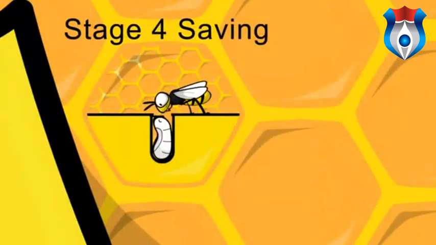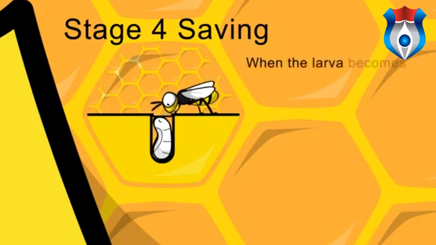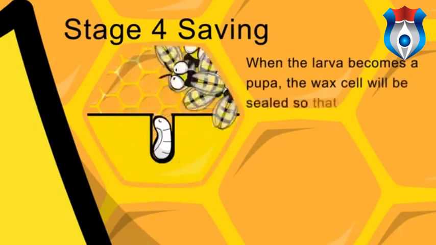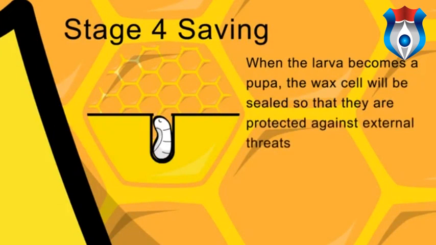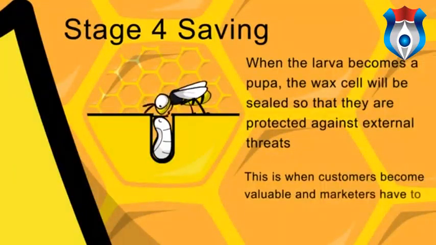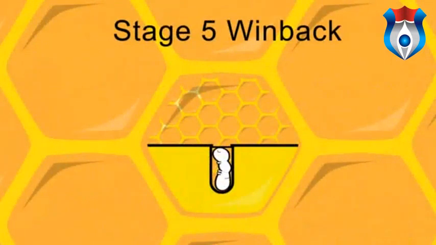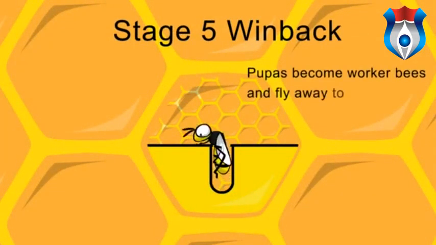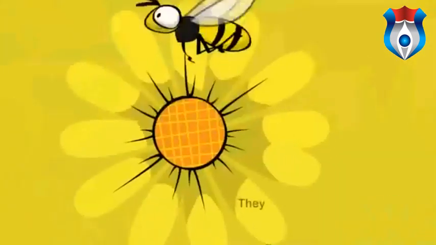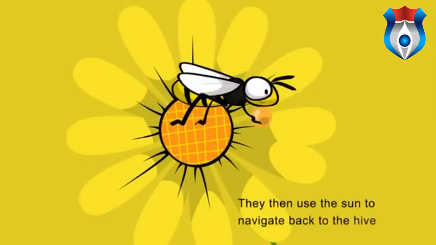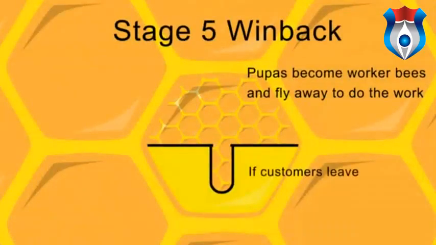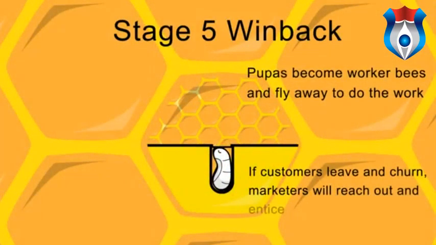Stage 4. Saving. When the larva becomes a pupa, the wax cell will be sealed so that they are protected against external threats. This is when customers become valuable and marketers have to take care of them to protect the investment. Stage 5. Win back. Pupas become worker bees and fly away to do the work. They then use the sun to navigate back to the hive. If customers leave and churn, marketers will reach out and entice them to return.